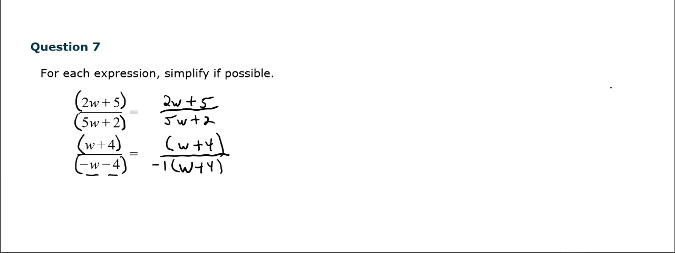Now I reduce. Remember, anything over itself is 1. So what I have in the numerator is 1, and what I have in the denominator is negative 1. So remember, a positive over a negative is a negative, and 1 over 1 is 1. So my answer would be negative 1.